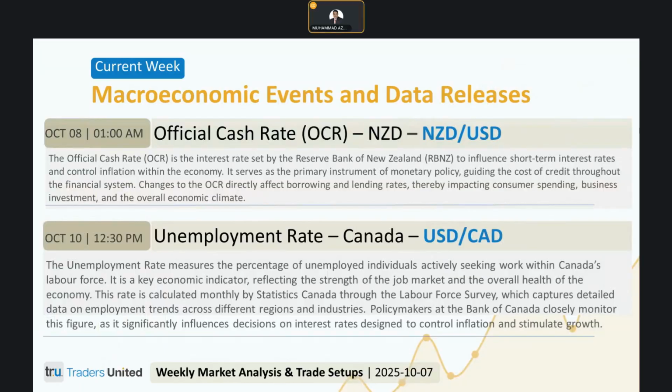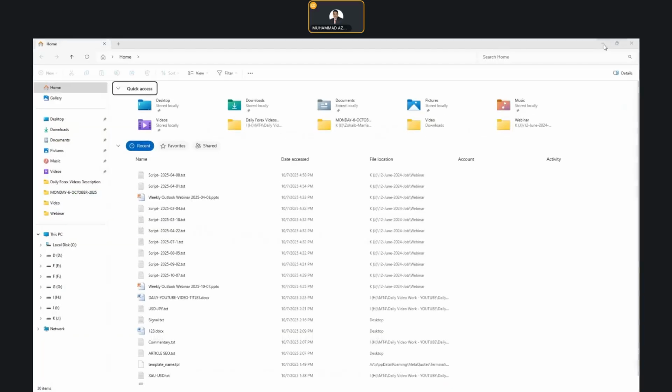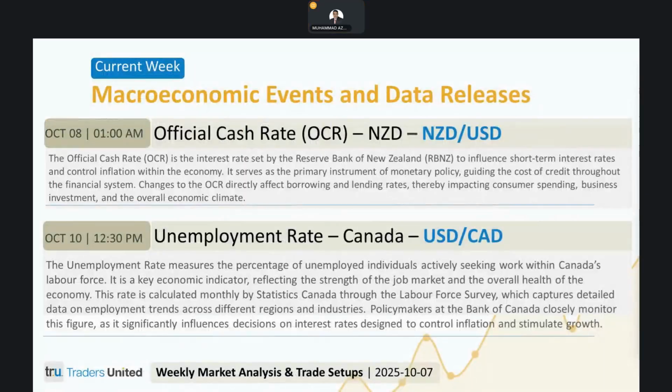Okay, official cash rate, also known as OCR. What is the official cash rate or OCR? The official cash rate, also known as OCR, is the interest rate set by the Reserve Bank of New Zealand, RBNZ, that's a short name, to influence short-term interest rates and control inflation within the economy. It serves as the primary instrument of monetary policy, guiding the cost of credit throughout the financial system.